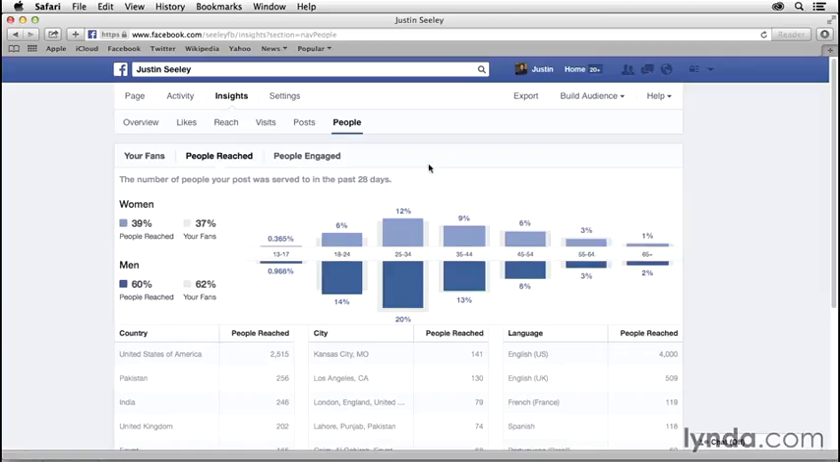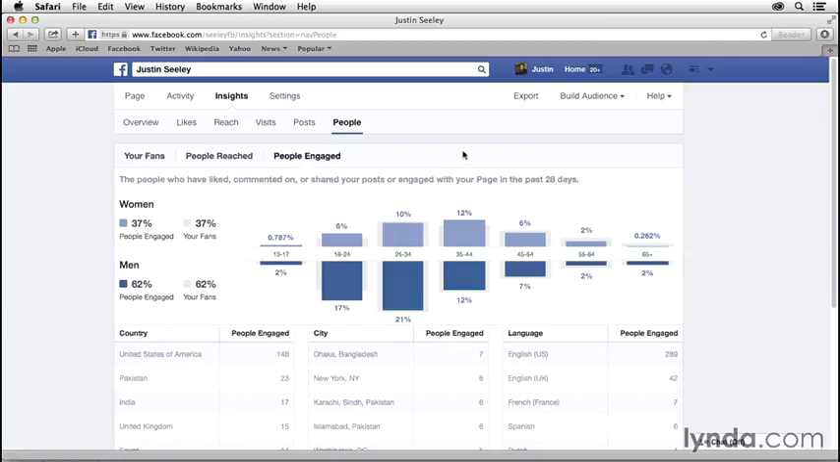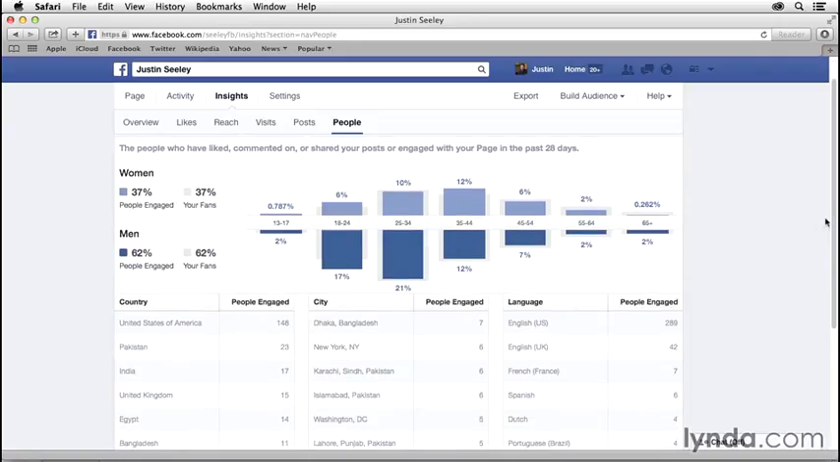Now, the one that I care the most about, people that are engaged. What percentage of my users are actually talking to me and I'm talking to them? They're sharing my stuff. They're being a champion for my brand. They're helping me spread the good word, as it were. Well, this means people who have liked, commented, or shared your post or engaged with your page in the last 28 days. So again, I'm bigger in the male market than I am in the female market, which is fine.